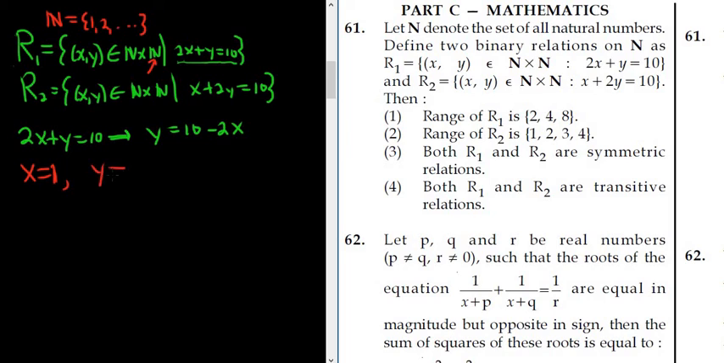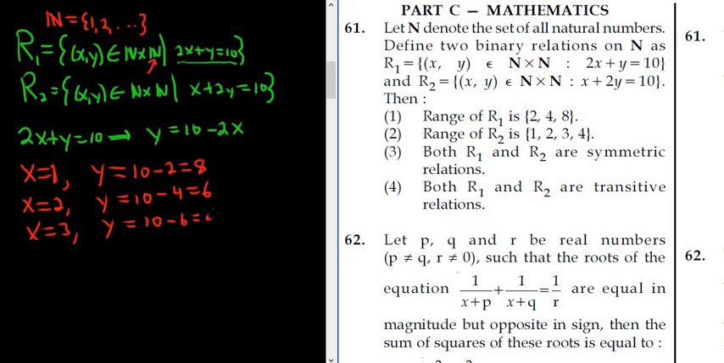When x is 1, we get 10 minus 2 times 1, so 10 minus 2, which is 8. That's in the range. When x is 2, we get 10 minus 2 times 2, which is 4, so we get 6. When x is 3, we get y equals 10 minus 2 times 3, so 10 minus 6, which is 4. When x is 4, we get y equals 10 minus 8, so we get 2. And when x is 5, we get y equals 10 minus 10, which is 0.